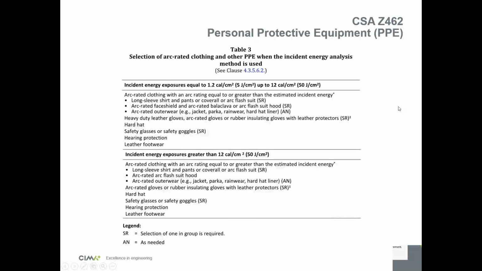So when you use the incident energy method, you need to use table 3 to determine what PPE you're going to wear. This table defines the PPE to wear between 1.2 and 12 cals, and then for energies over 12 cals. In this table, there are some items that are optional. There's an N in parentheses at the end, which means optional, and then SR means it's obligated.